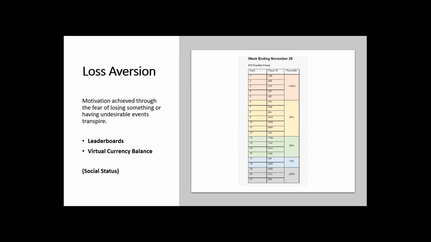Virtual currency balance is another part of this as well. Of course, when students are acquiring it, it's great. But when they have to use it, they now see their balance go down. And so that is also an example of creating that loss aversion.